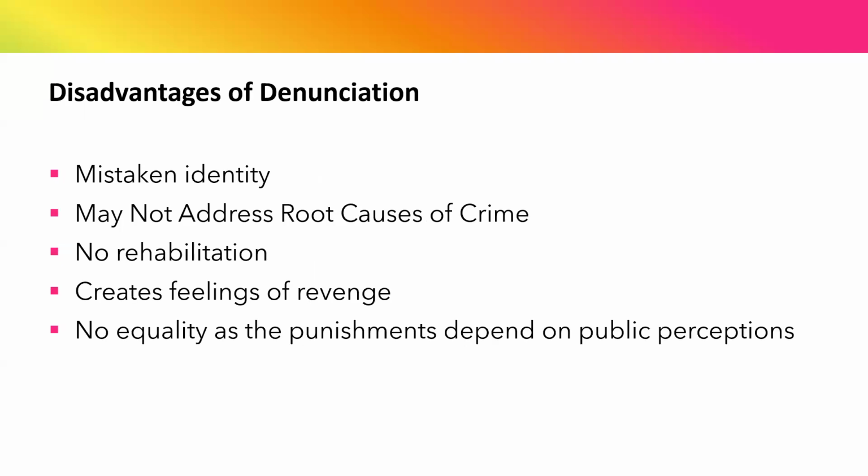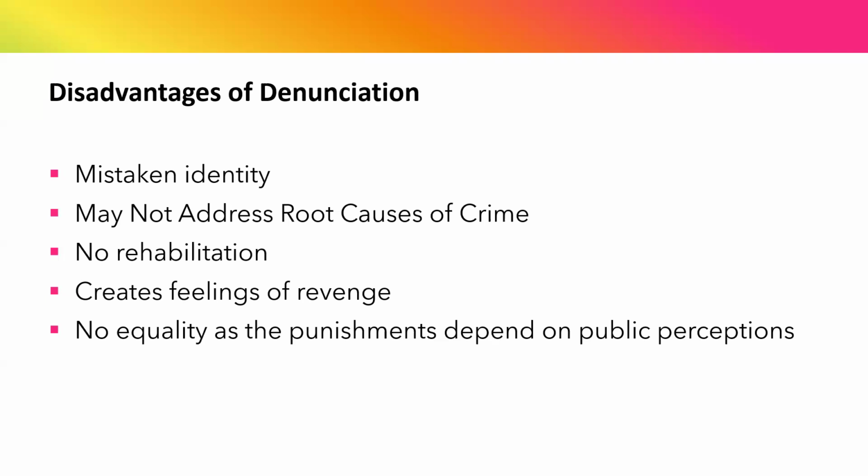Also, there are certain disadvantages of denunciation as a theory of punishment. For example, mistaken identity carries the risk of reputational loss for people who have not committed any criminal offense, which is a harm that is irreversible. Hence, the effectiveness of the theory depends on the accuracy of information and the due process that is followed. Also, denunciation may not address the root causes of crime, such as poverty and mental health issues of offenders. This means there is no opportunity for rehabilitation, and also it creates feelings of revenge similar to the theory of retribution. Also, there is no equality as the punishments depend on public perceptions rather than objective standards.